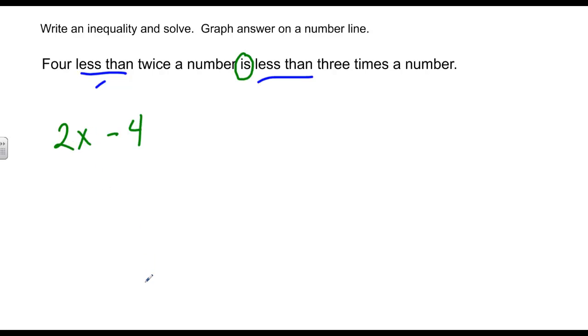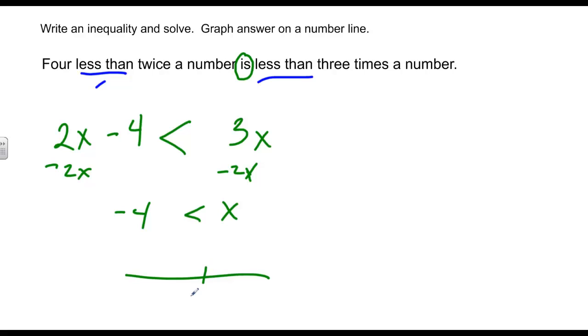Twice a number, we don't know the number, so we're going to call that x. And that term is less than. So if it's less than, the smaller part of the inequality is pointing towards that term, 3 times a number. So that's 3x. And now we're going to solve that. Once again, keeping our variable term positive, we subtract 2x from both sides. I get x is greater than negative 4. Here's my negative 4. Since it's strictly greater than, open circle, and greater moves to the right.